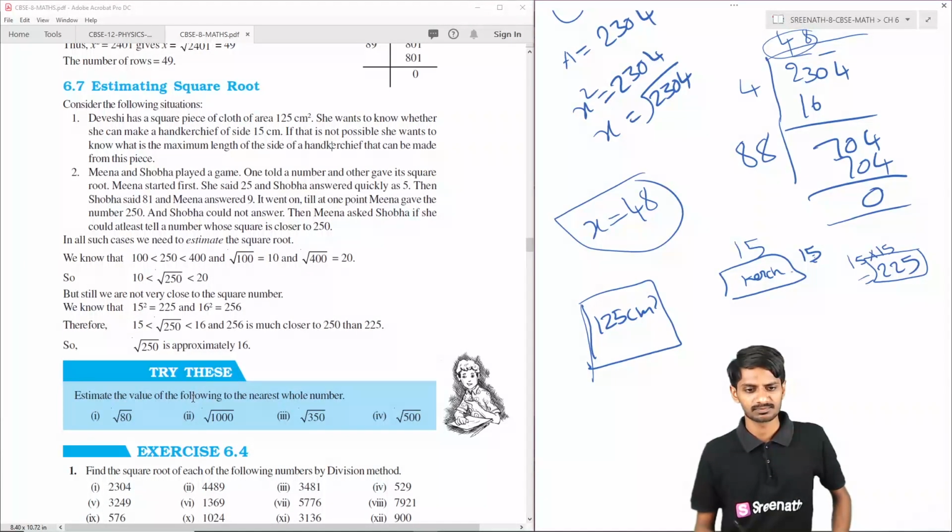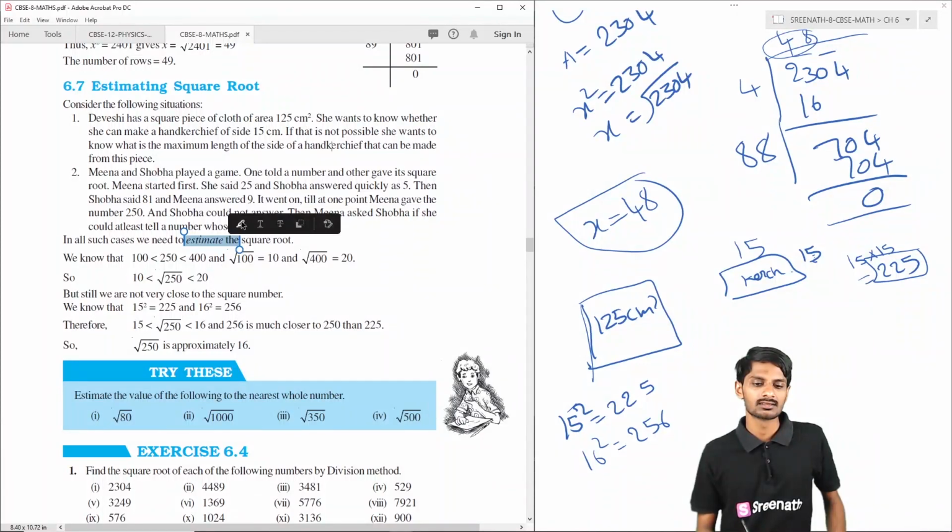So in this case, how you will do these things is, basically here if you see, 15 square is equal to 225 and 16 square is equal to 256. We know about it. So we will start this session. In all situations we have to what? Estimate. Okay students, we have to estimate.